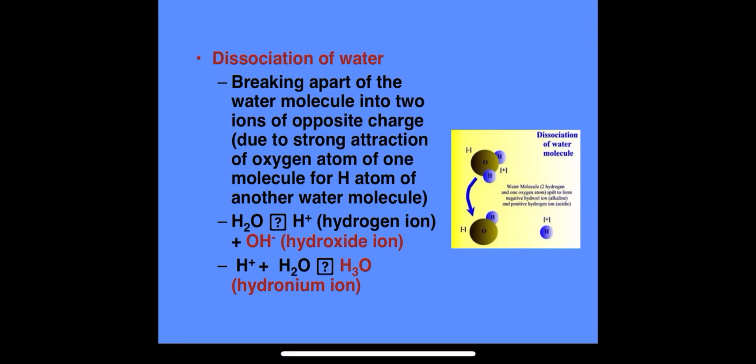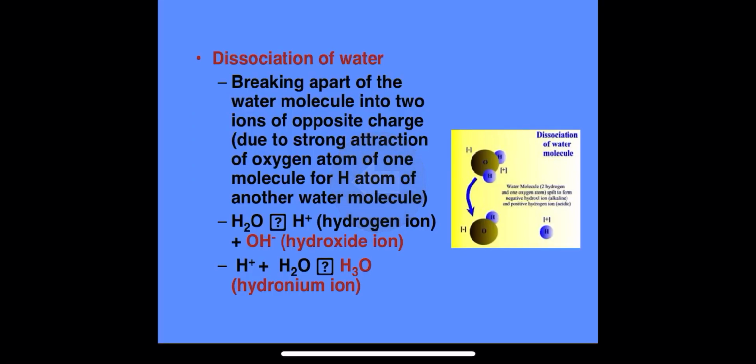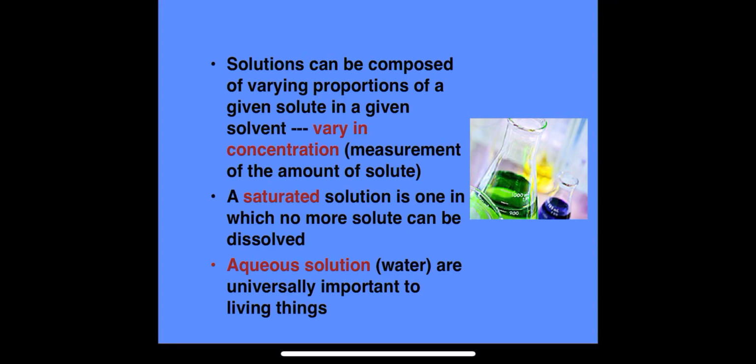So solutions can be composed of varying proportions of a given solute in a given solvent, and they vary in concentration, or measurement of the amount of solute. A saturated solution is one in which no more solute can be dissolved, while aqueous solution means water, which is universally important to living things.